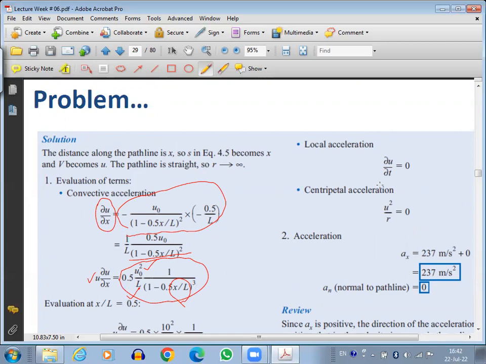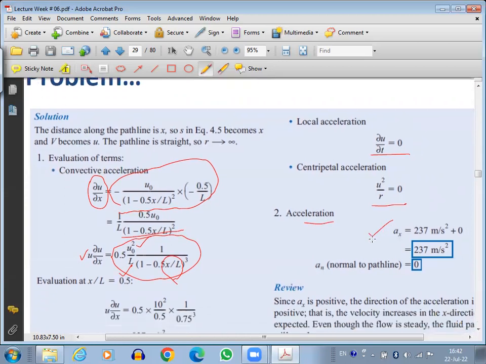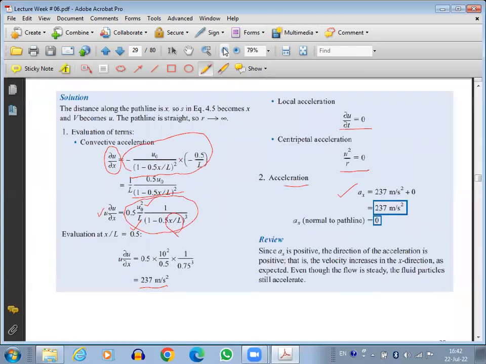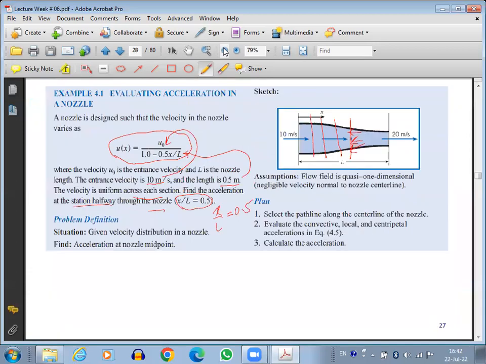So local acceleration term is 0, centripetal acceleration term is 0. The only acceleration term that we will have is ax, which will be 237 meter per second square, with no normal term, and that's the solution to this problem. Is the problem and its solution clear or not?